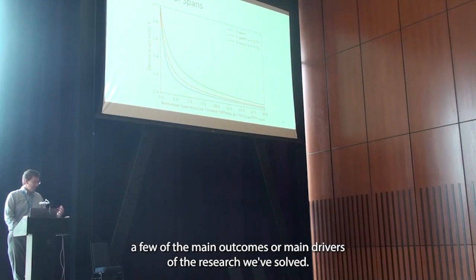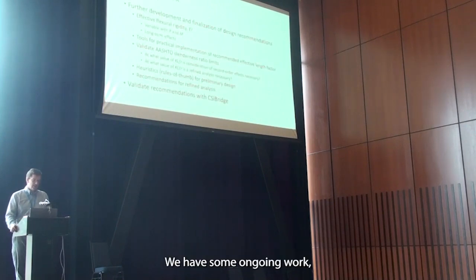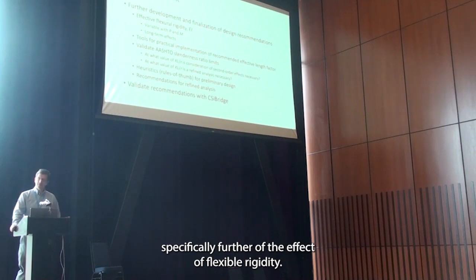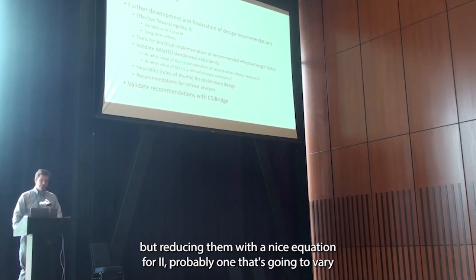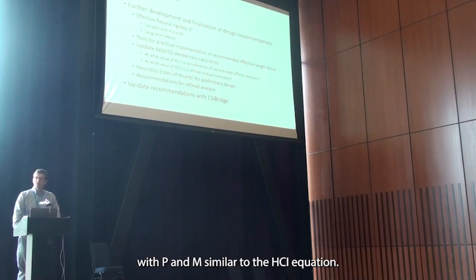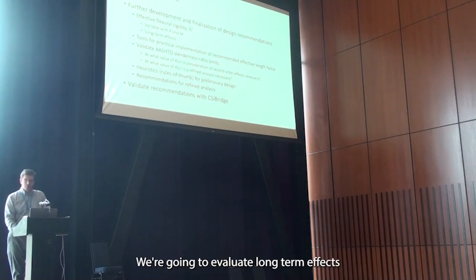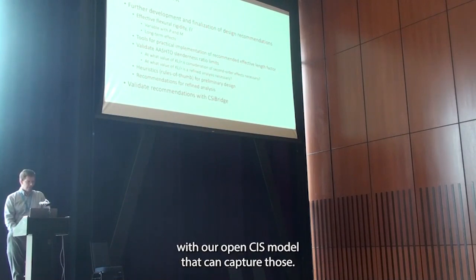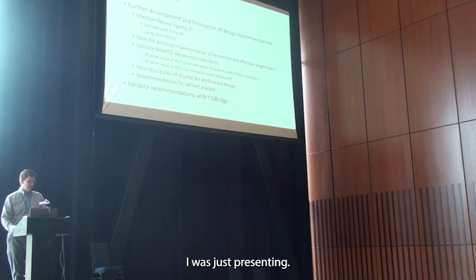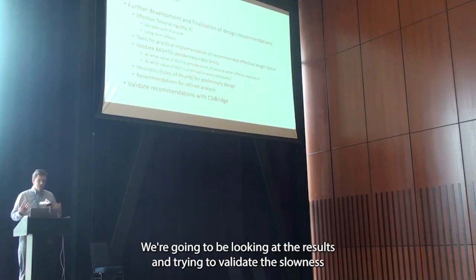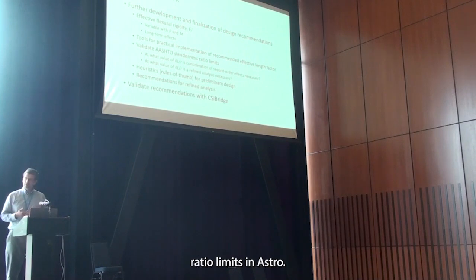So those are a few of the main outcomes or main drivers of the research. We have some ongoing work, specifically further development of the effective flexural rigidity, EI. We need to make sure that we're not just finding what those errors are, but reducing them with a nice equation for EI, probably one that's going to vary with P and M, similar to the ACI equation. We're going to evaluate long-term effects with our OpenSees model that can capture those. We're going to develop tools for the practical implementation of the effective length factor I was just presenting. We're going to be looking at the results and trying to validate the slenderness ratio limits in AASHTO.